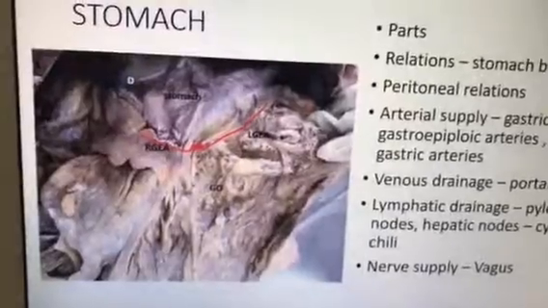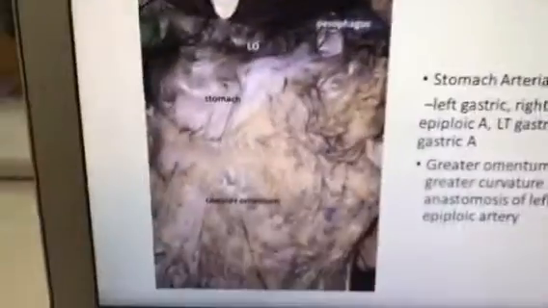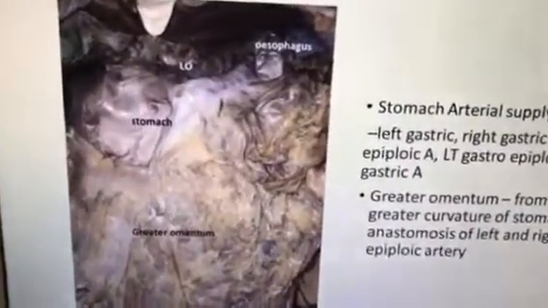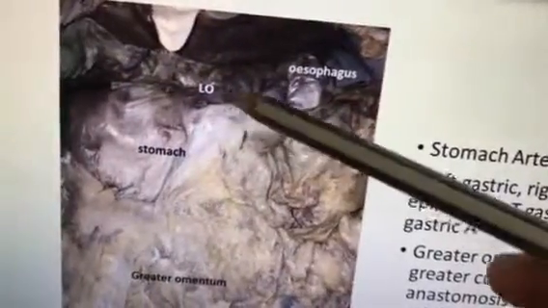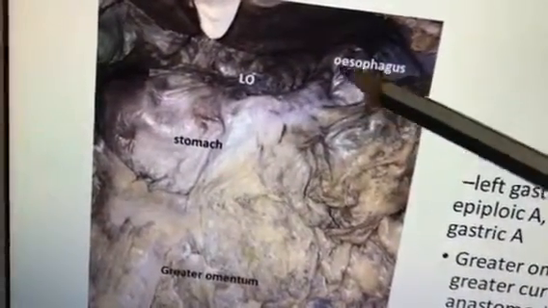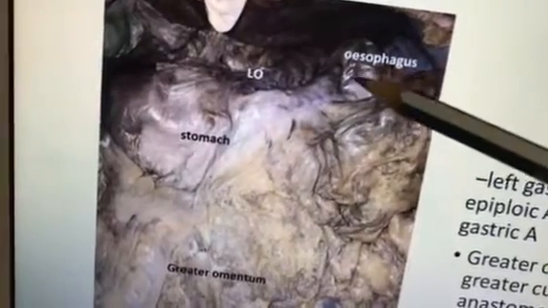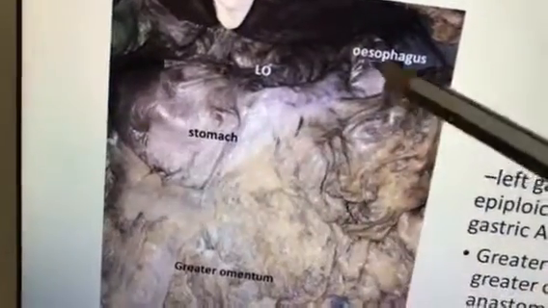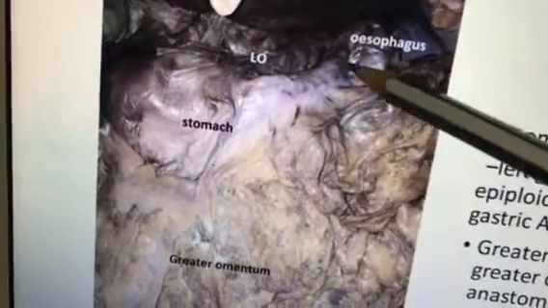And then the next thing is you have to write about the relations. So what are the relations you will write? For that you need to concentrate on this picture. Look at this. This is the stomach, and here is the lesser omentum, and here is the greater omentum, and this is the cardiac end where the gastroesophageal junction is, and then here is the pyloric end, where it pierces the diaphragm, in this area.